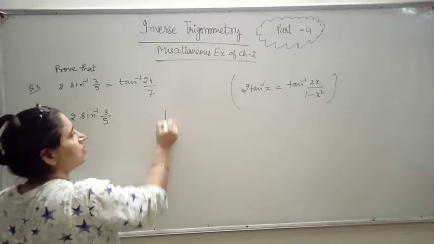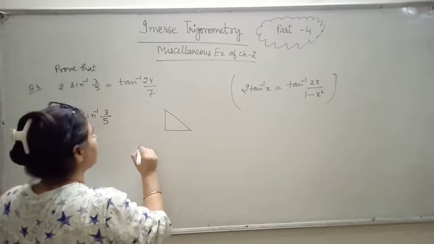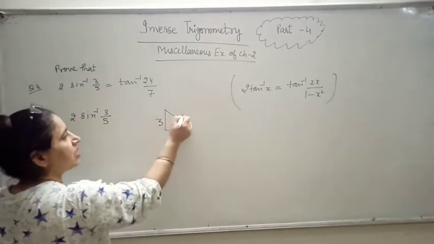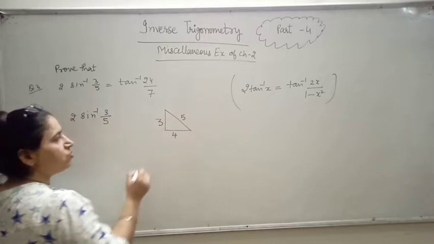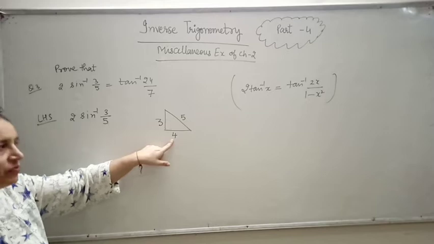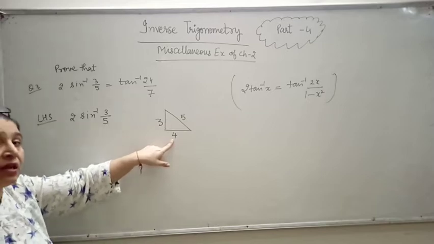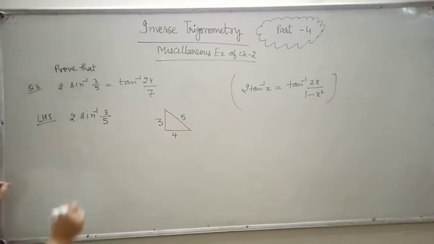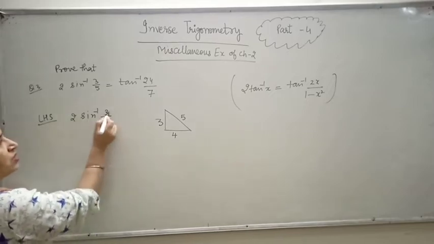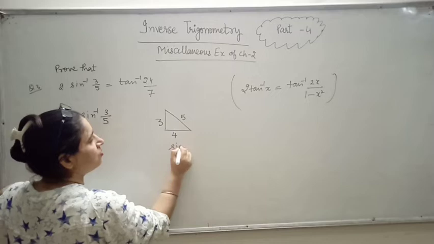By using this right angle triangle, I can do it very easily. Sine inverse means the perpendicular upon hypotenuse. This is 3 by 5. So ultimately by using the Pythagoras theorem, I know this would be 4. So now, 2 sine inverse 3 by 5.